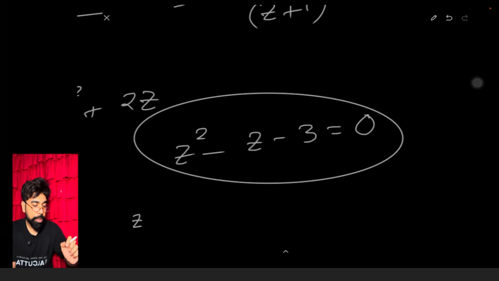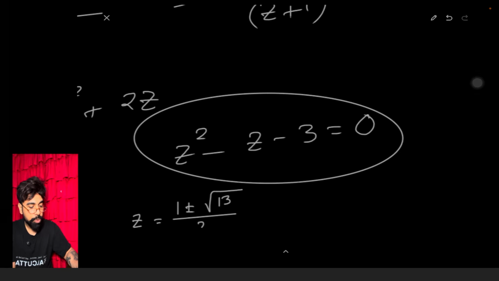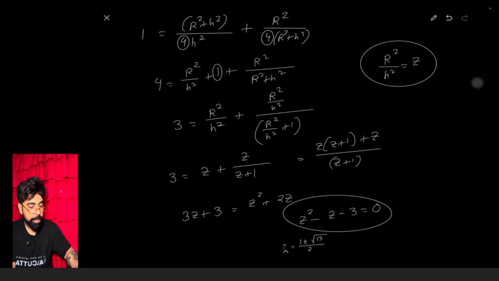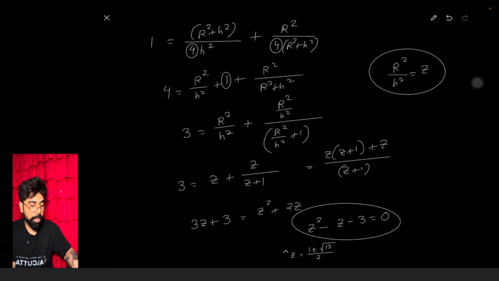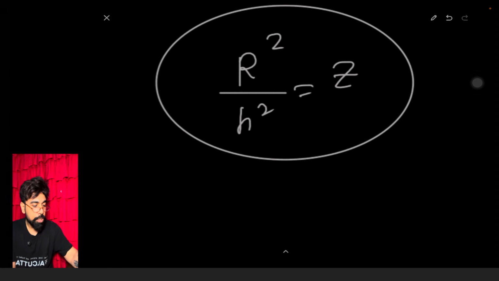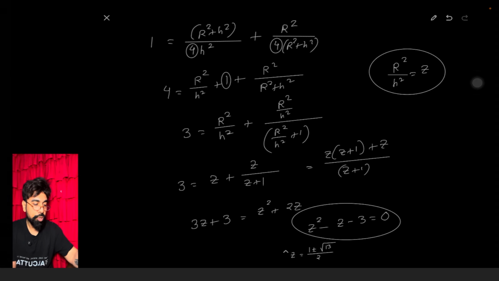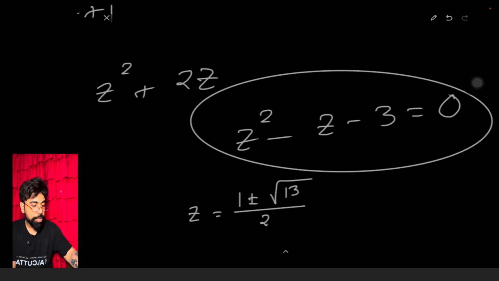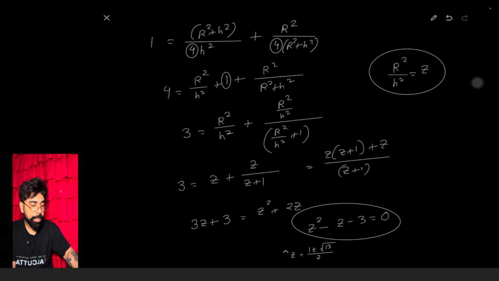So what I am going to do, I will use Sridharacharya. So using Sridharacharya, I am going to get 1 plus minus root under 13, divided by 2. Now what is z? Z is r square by h square, which is a ratio of positive numbers. So a ratio of positive numbers cannot be negative. So this means the negative solution, 1 minus root 13 by 2, will be rejected.